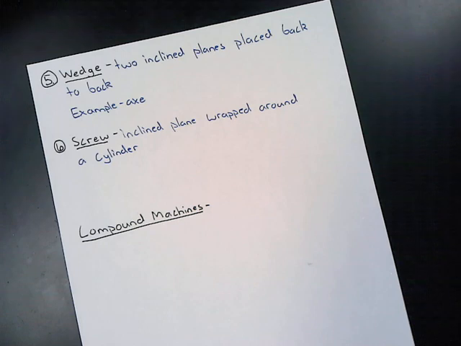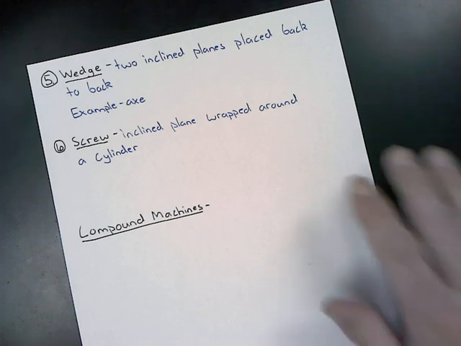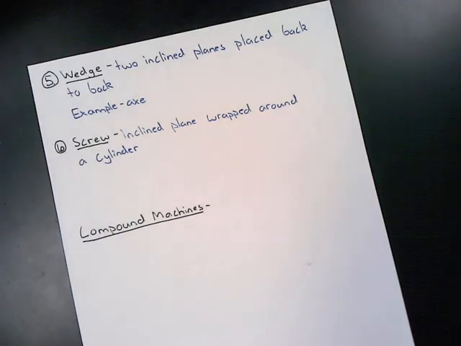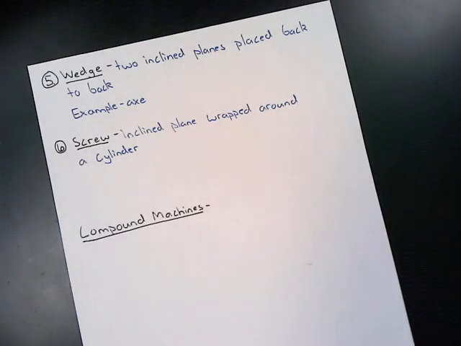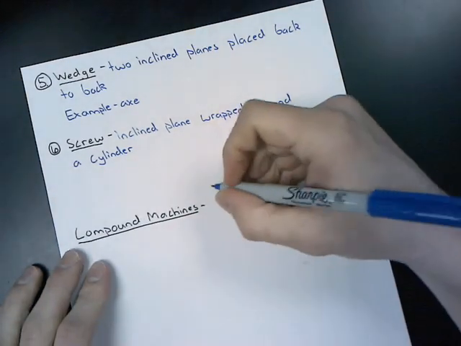All right, so we've moved on. We've gone through the 3 different types of inclined plane family simple machines. We've gone through the 3 different types of lever family simple machines. Now we can start talking about compound machines. And so a compound machine is a machine made from more than one simple machine.